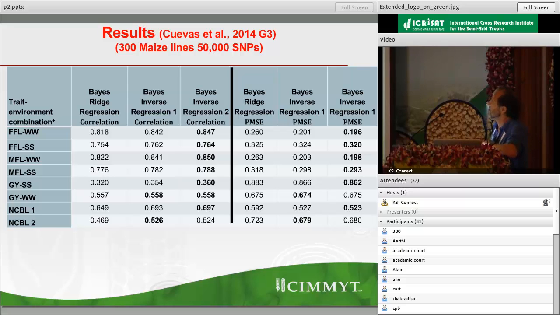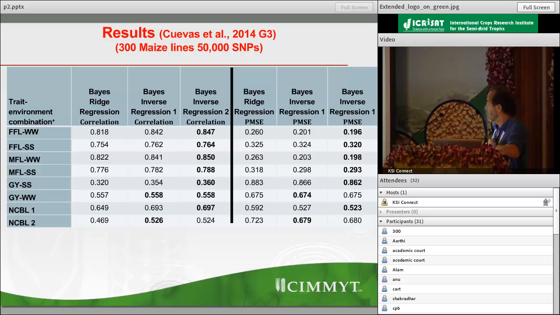We see that there is an increase in predictability and a decrease in the predicted mean square error using these two particular models, where we try to formulate the model in a more appropriate manner. Okay, so this is for this inverse regression.